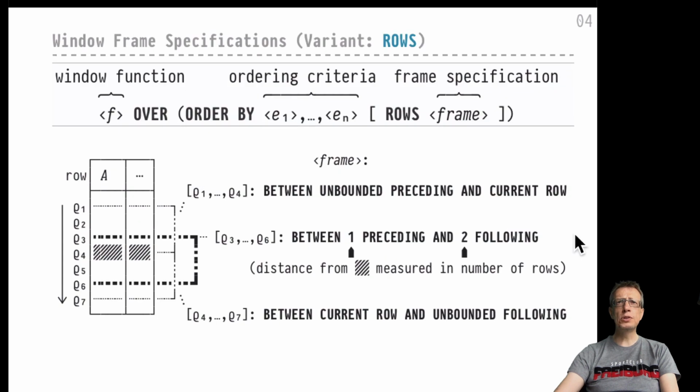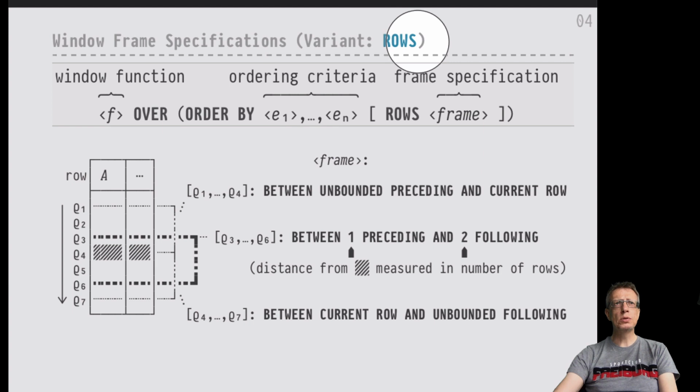So let's look at the first mode of detecting who is in the vicinity, who's in the frame around the current row. We will first talk about the rows mode. And here you can see the syntax that will be shared by all of the rows, the range, and the groups mode of frame computation. They will only differ in the choice of this particular keyword here. So currently we are in the rows mode. It's of course our purpose to compute a function over the rows in the vicinity inside the frame.